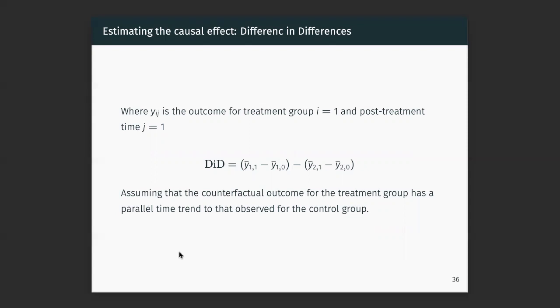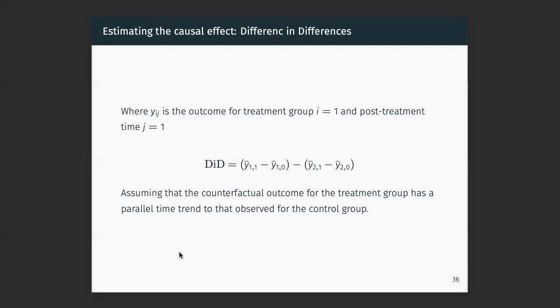So the difference in differences estimator is Y bar, and Y bar just means the average of Y. So this means the average of Y in group 1 at time 1 minus the average of Y in group 1 at time 0. So this is the post-treatment group 1 minus pre-treatment group 1, right? The average of those two minus the average of group 2 post-treatment minus pre-treatment.